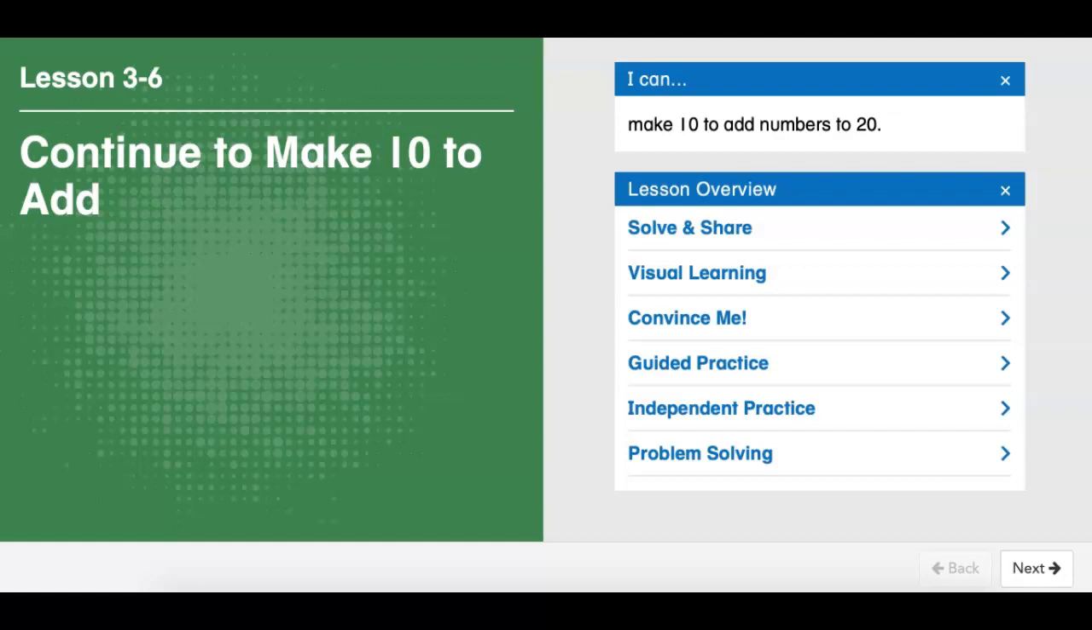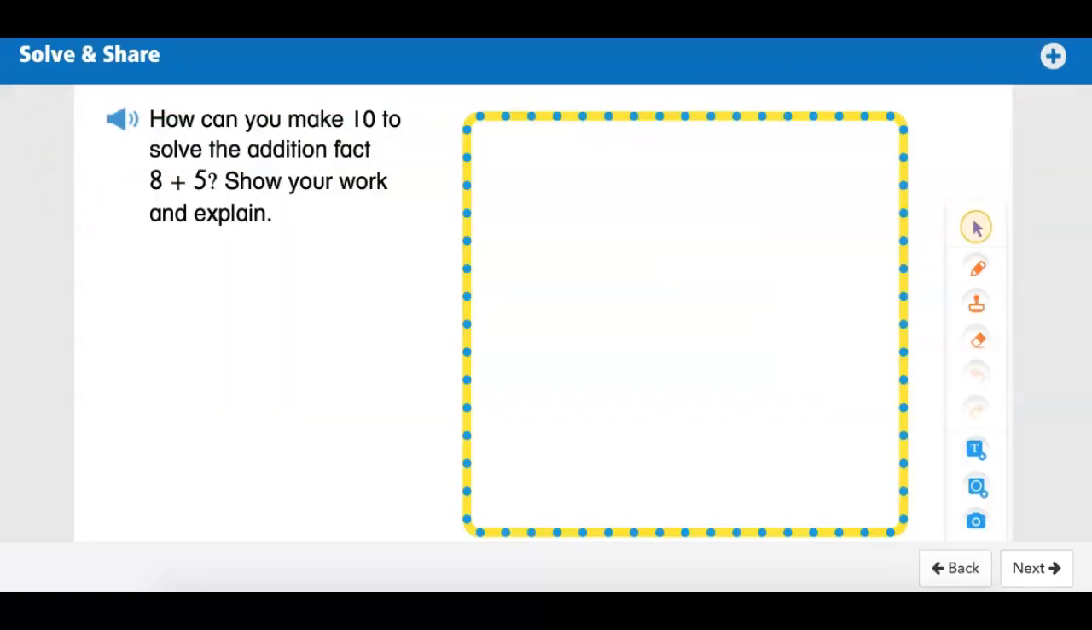So we are going to begin on our Solve and Share in our Envisions workbook on page 129. Our Solve and Share begins on page 129. It says, how can you make 10 to solve the addition fact 8 plus 5? Show your work and explain.